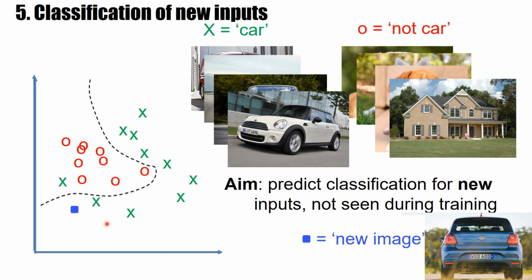Now importantly, we have a training base, but the network has to perform well on future data. If I come with a new image, it might sit here and we have to predict whether it's a car or not a car.